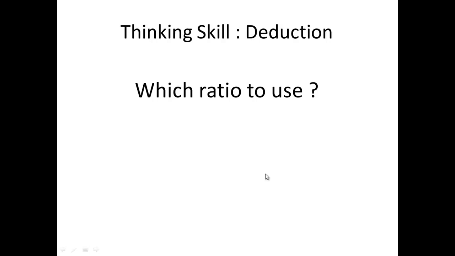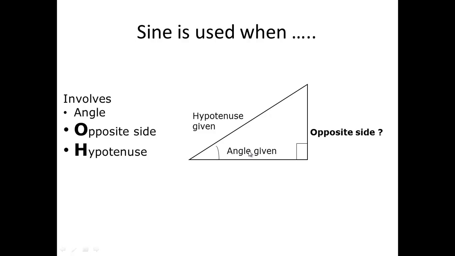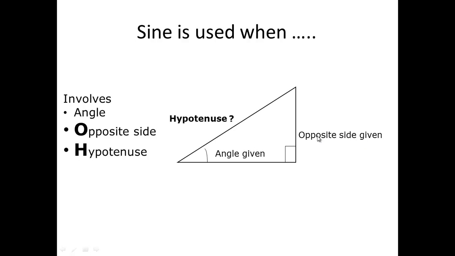Now we are going to learn which ratio to use for a given problem. Sine is used when the question involves the angle, opposite, and the hypotenuse. It can be used to find the unknown angle, the unknown opposite side, and the unknown hypotenuse.